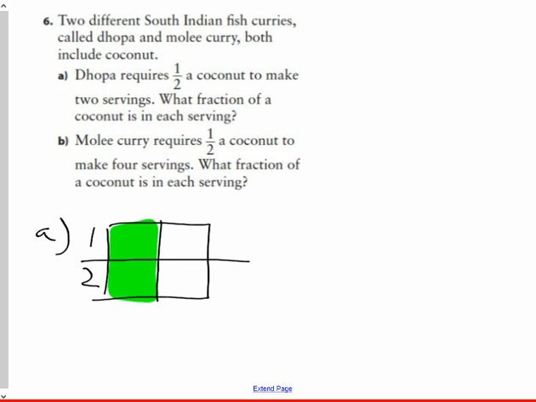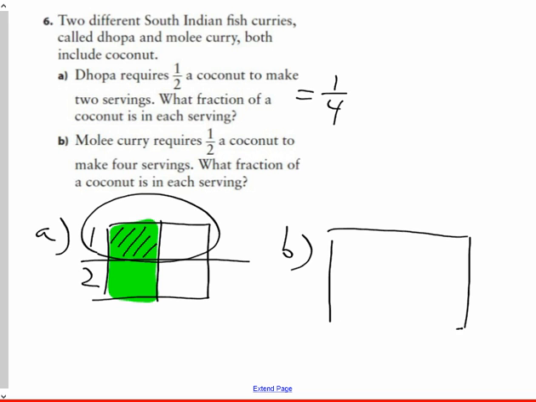A quarter, right? So serving 1, that's the amount of coconut in serving 1. And how much of a coconut is it? It's a quarter of a coconut. So therefore, a quarter of a coconut is needed to make 1 serving of dopa curry. Mole, it still requires a half a coconut to make the recipe. Yes. So there's our half a coconut.